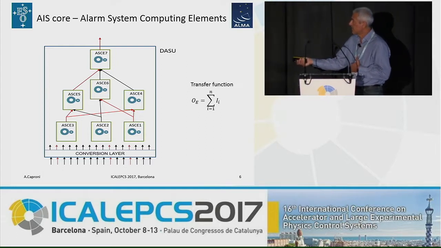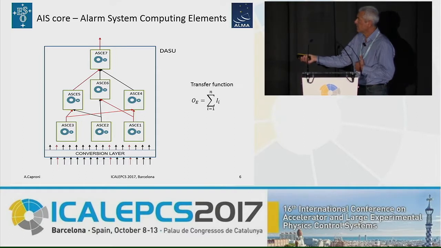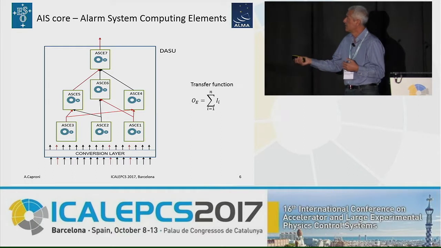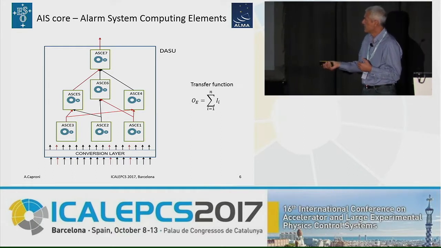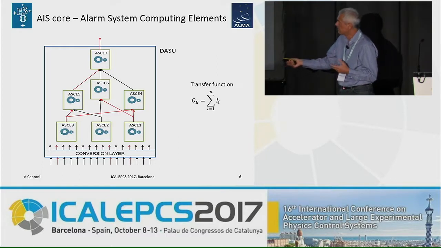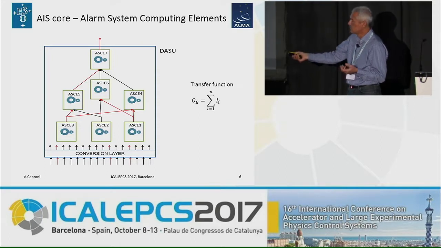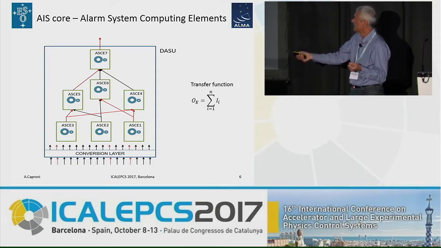Then these inputs are routed by the DASU to the computing elements, and they are elaborated in order to produce an output that you can see here. For example, in this case computing element 3 is generating an alarm, as well as computing element 1, but computing element 2 is not in an alarm state.